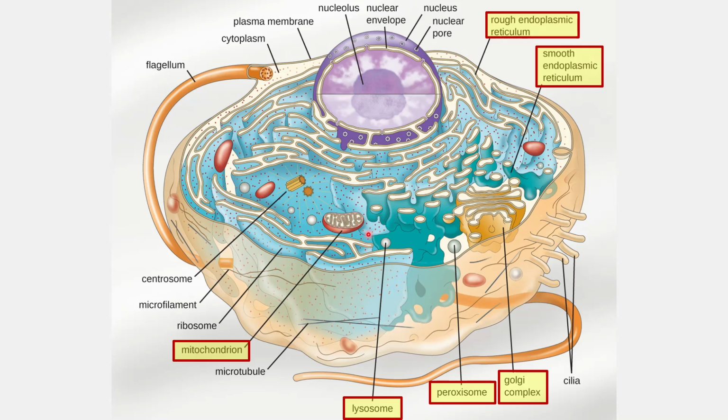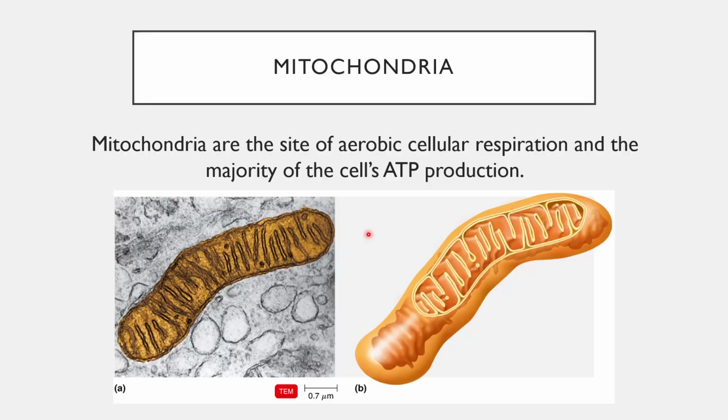The first one is the mitochondria. The mitochondria are the sites of a process called aerobic cellular respiration that we will be learning about in our subsequent chapter. And this is where the majority of the cell's energy molecule called ATP is produced. Mitochondria are often referred to as the powerhouse of the cell.